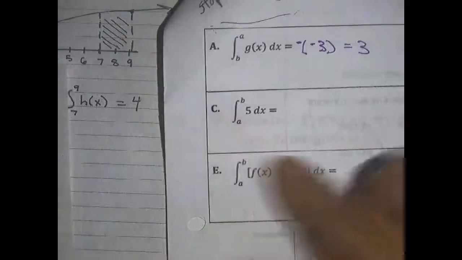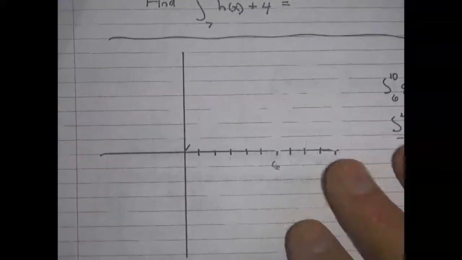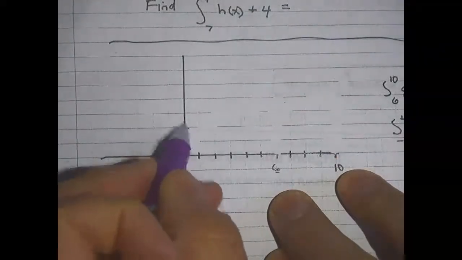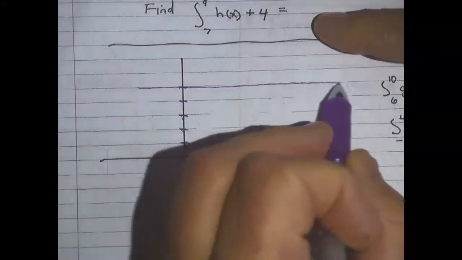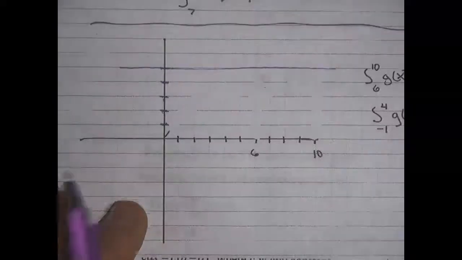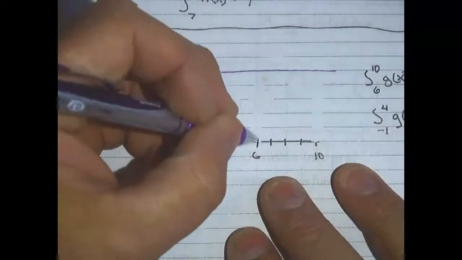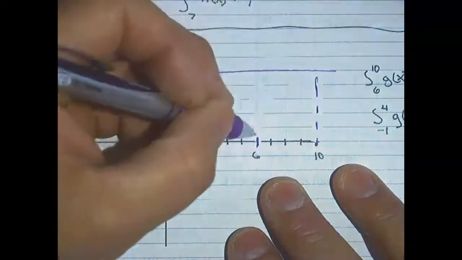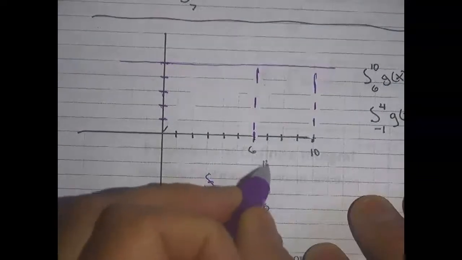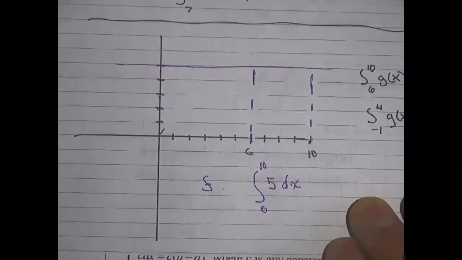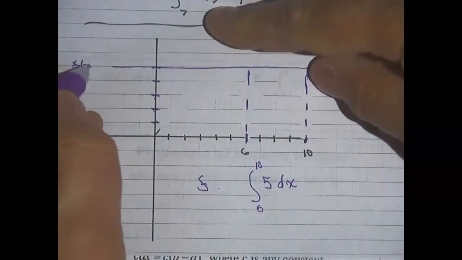What's the area, or what's the integral of a constant? We did this yesterday. If you had a constant, let's say 5, so 1, 2, 3, 4, 5, that graph would look like this. If I wanted to find the integral between 2 points, A and B, let's just say 6 and 10, what's the integral between 6 and 10 of 5 dx? Well, this is the function f of x equals 5.